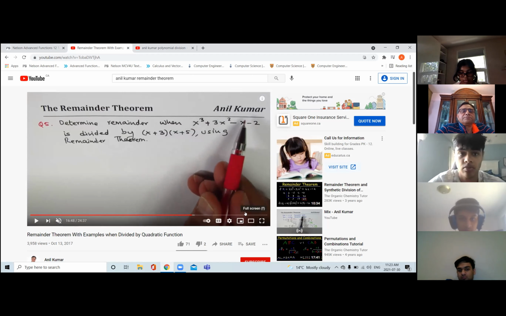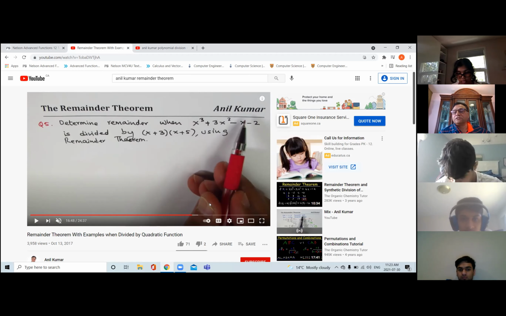Can you please read this question? Yes, sir. Determine the remainder when x cubed plus 3x squared minus x minus 2 is divided by x plus 3, x plus 5, using the remainder theorem. Not by long division. Using the remainder theorem, now you answer this question. You learned everything which you wanted to do. We did the extended portion also from your book, correct? This is beyond that. And in my video, we have hundreds of questions like this. So I'd like you to now tell me, any one of you, how will you answer this question?